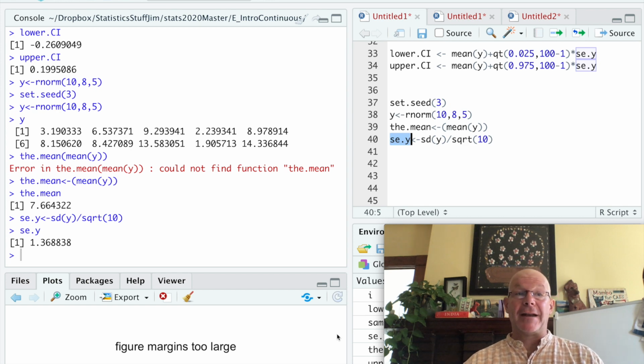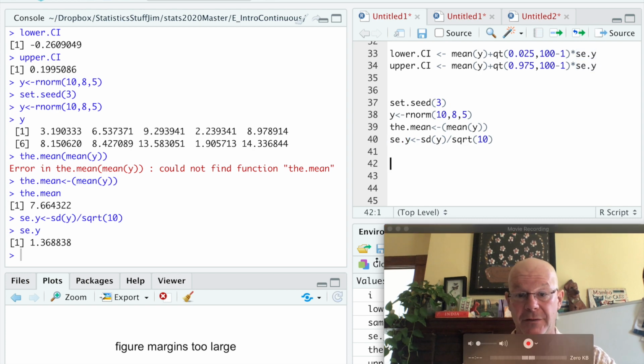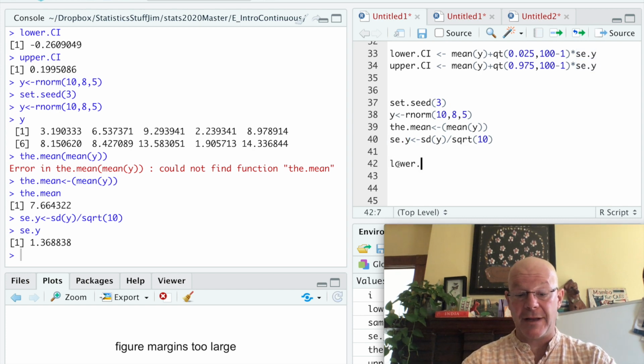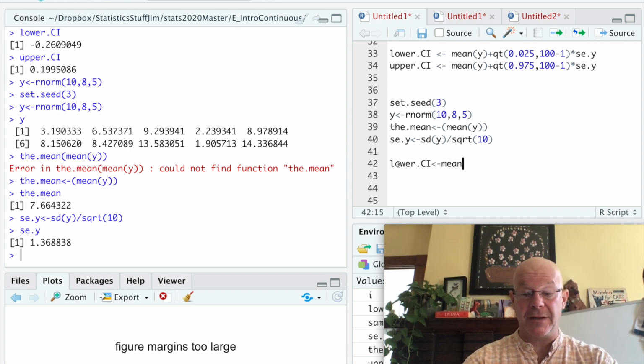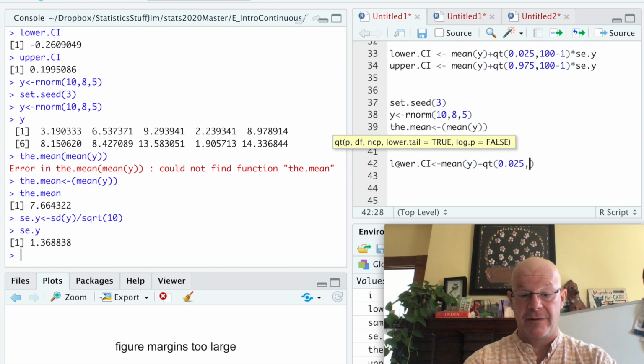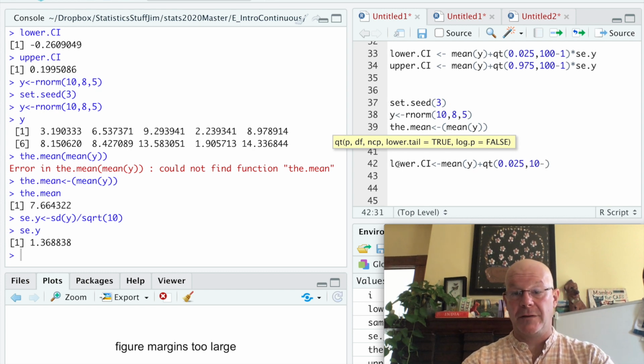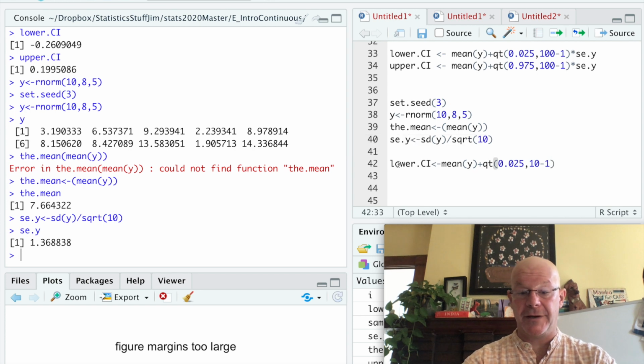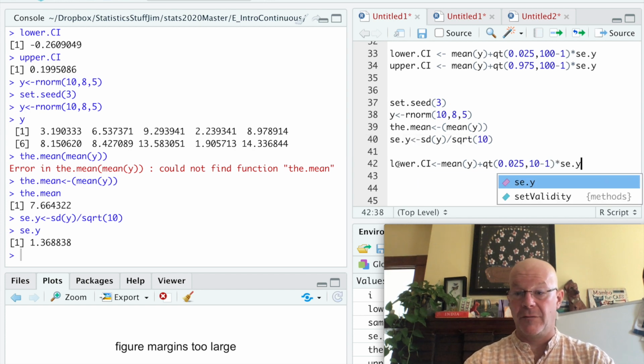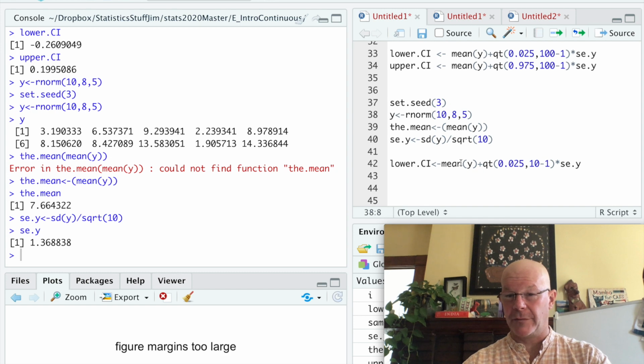So if we wanted to know what's the 95% confidence interval, again, we want to know what is the range of values that we are 95% confident that the true mean exists. We can go ahead and do that. So we have the lower CI, which is going to be what? The lower CI is going to be the mean of y plus the quantile of 0.025, 10 minus 1 degrees of freedom, times our standard error of y. That looks right to me.